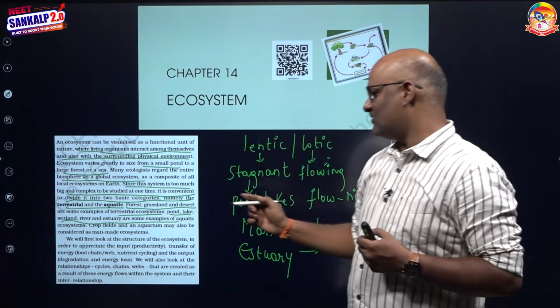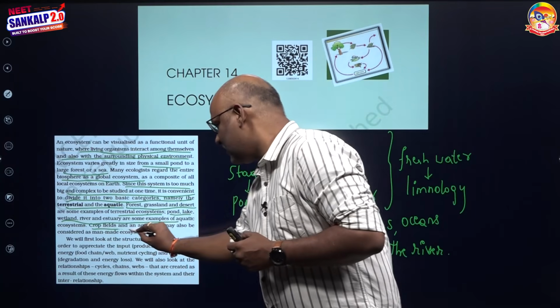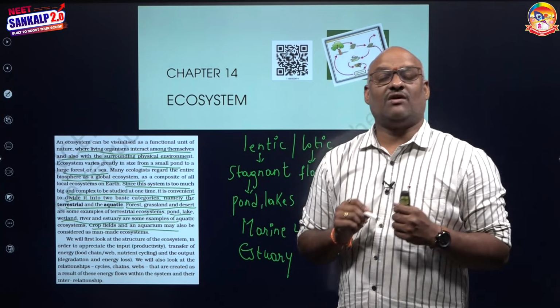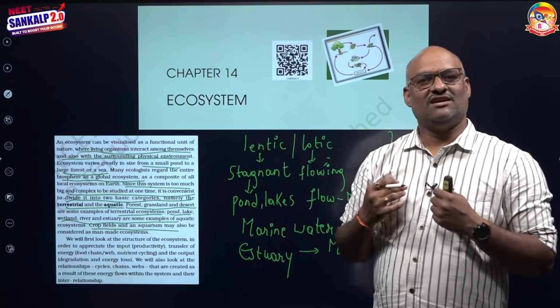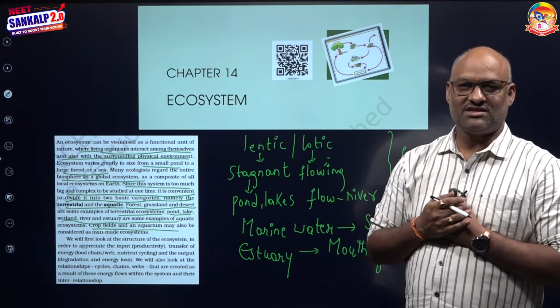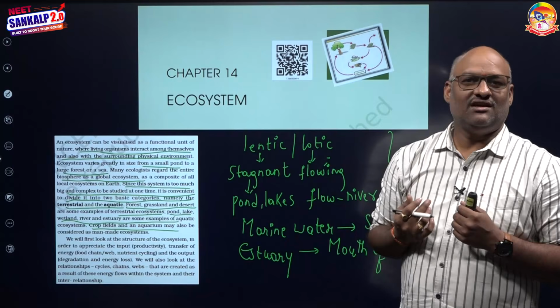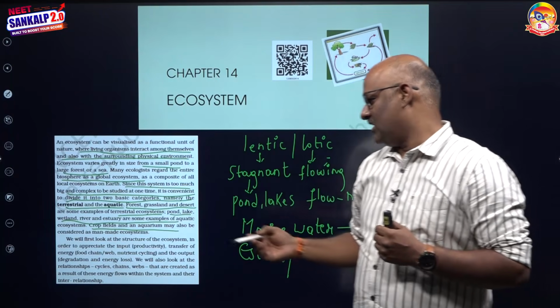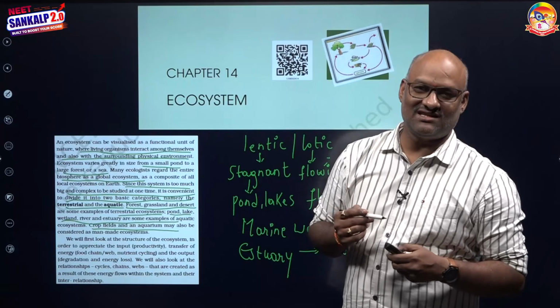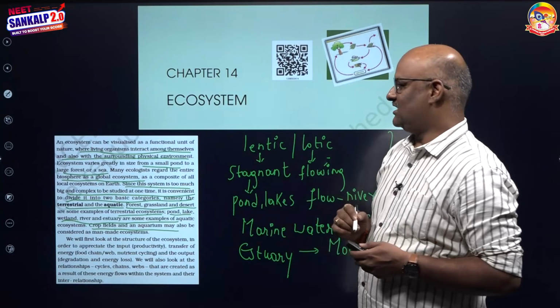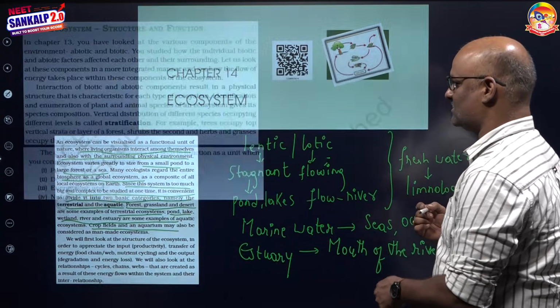Other than these, we have crop fields and aquariums, which are called man-made ecosystems or anthropogenic ecosystems, because a crop field is a man-made ecosystem and an aquarium is also a man-made ecosystem. In this chapter, we are going to discuss all the basic components present inside the ecosystem. Let us see in the next page what we are going to discuss.